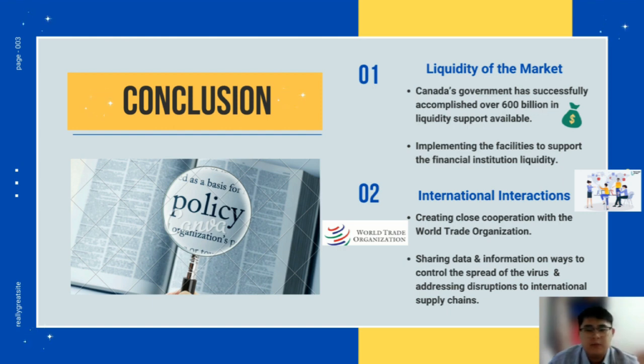So the first policy that Canada's government made to recover the trading is by ensuring the liquidity of the market. Supporting the market liquidity by the government can help local businesses access credit quickly. Besides that, Canada's government has successfully made over 600 billion in liquidity support available to help local businesses.